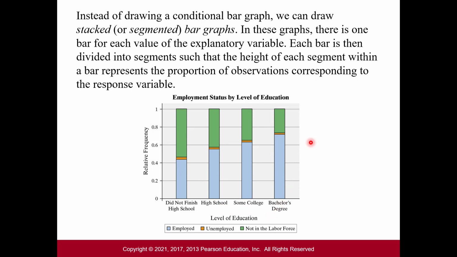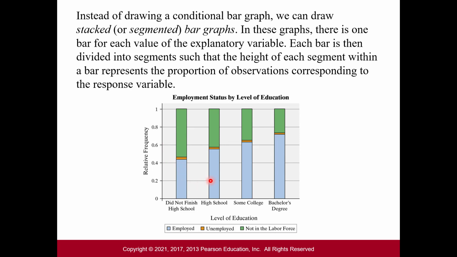And then each bar is divided into the segments for our response variable. The height of each segment within a bar represents the proportion of observations corresponding to that variable. Notice that the total height of each of the bars is 1 because the relative frequency total is always 1. Then we just have to use our number line here to figure out the actual relative frequency values.